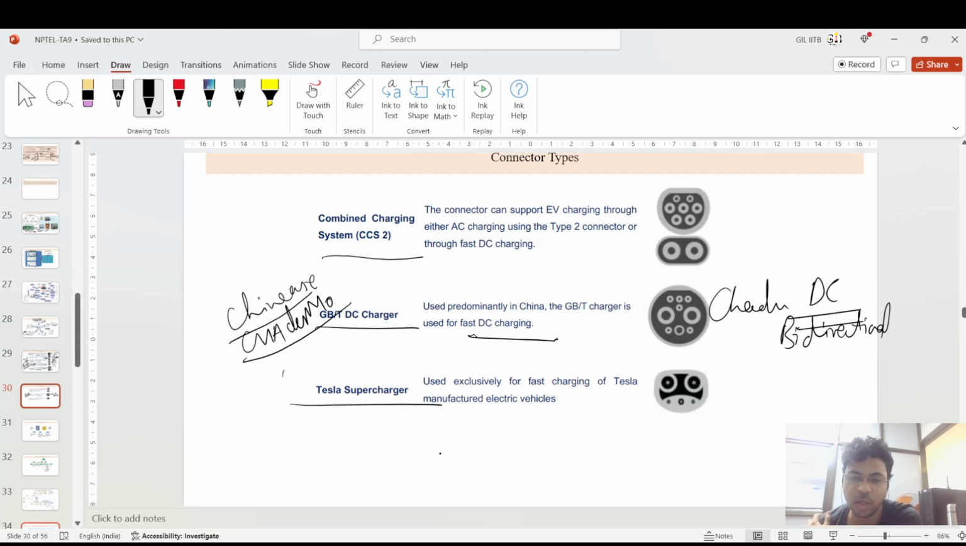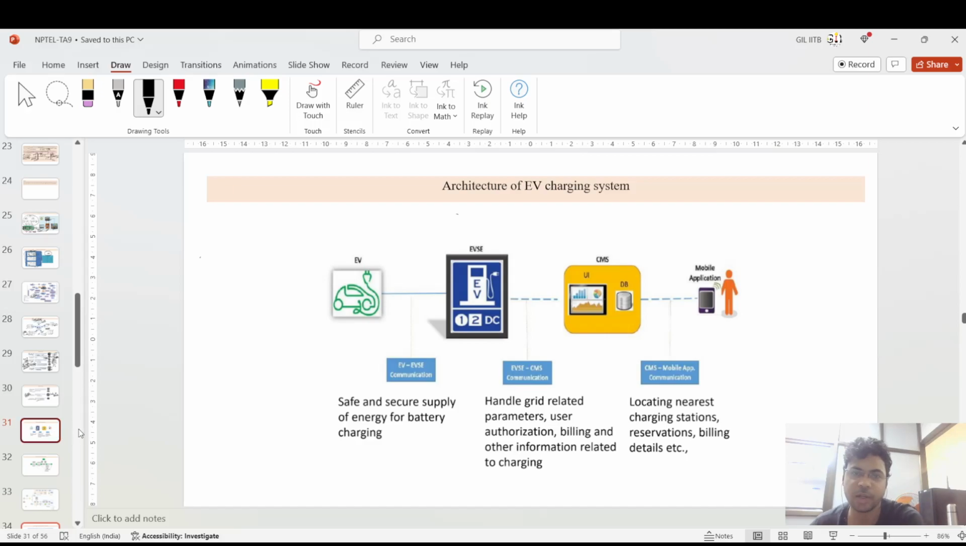And the other is the Tesla supercharger. You don't have much documentation related to the Tesla supercharger because they are not in the public domain, but other chargers are in the public domain, and how their functionality works is also in the public domain. Okay, so that is the Tesla supercharger.